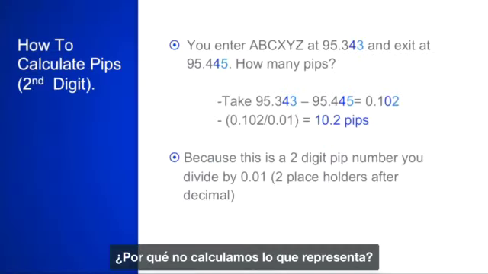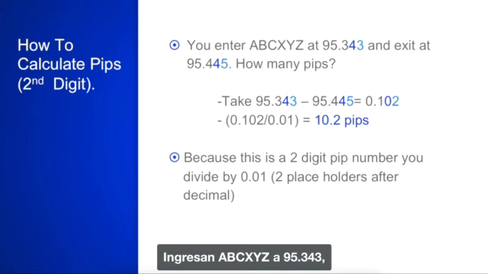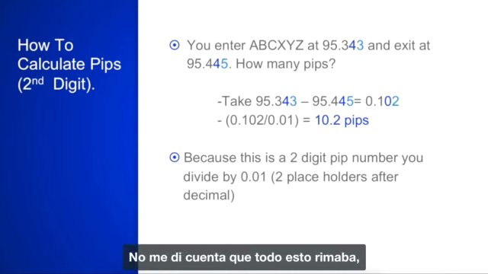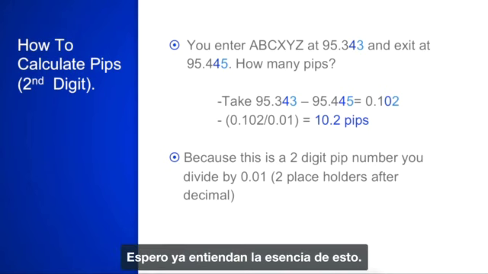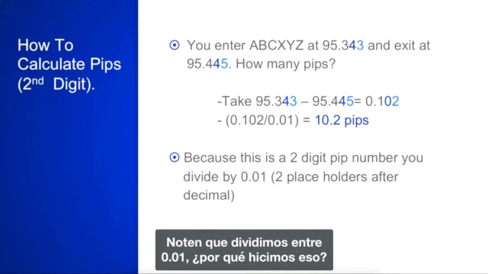So why not? Let's just calculate what it's like. So you enter ABC XYZ at 95.343. I didn't realize all this rhymed. And exit at 95.445. How many pips did you gain or lose? So hopefully you kind of understand the gist of it. You take 95.343 minus 95.445 equals 0.102.